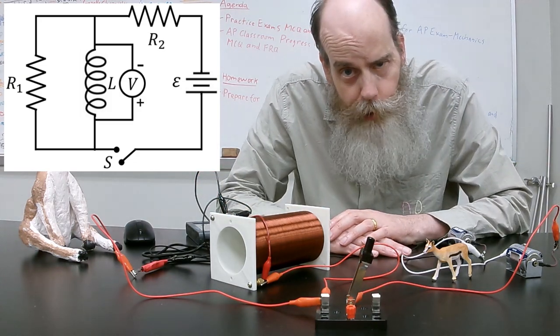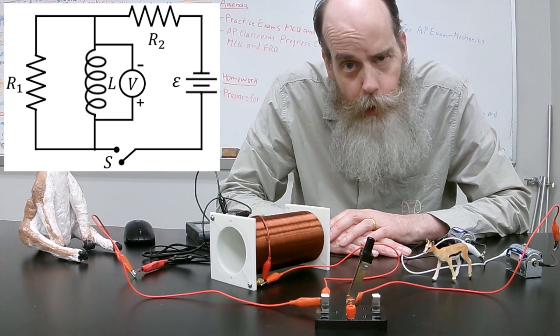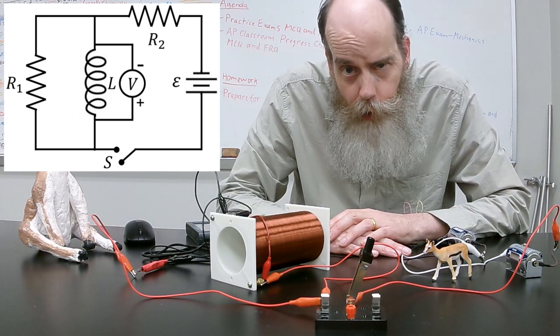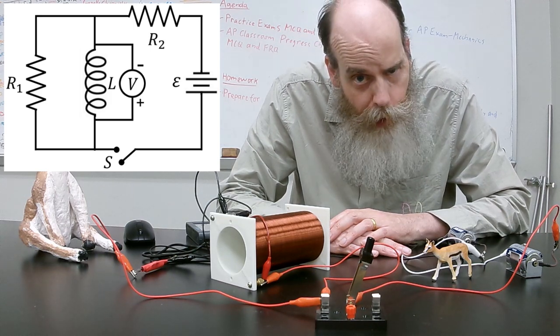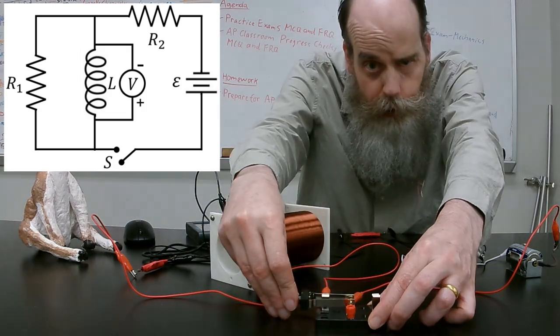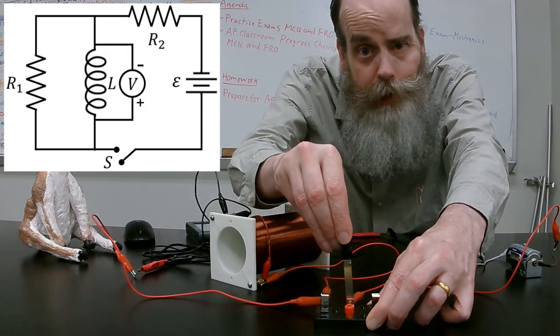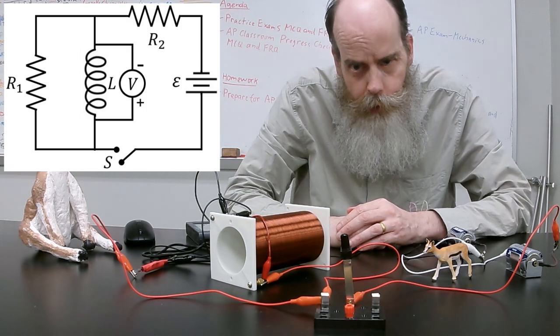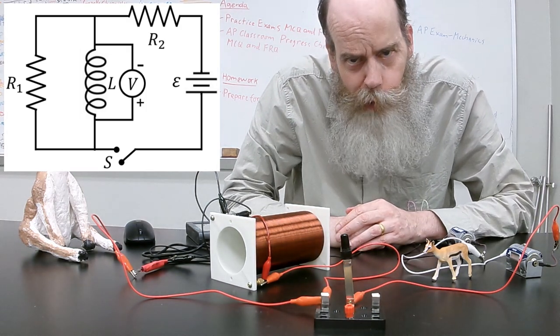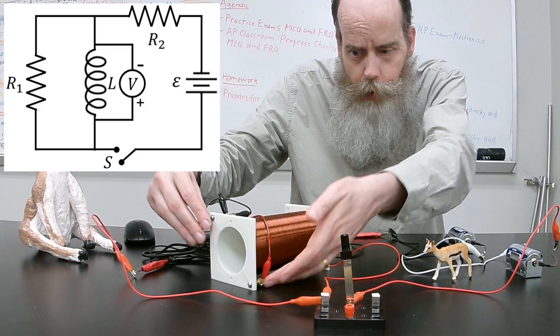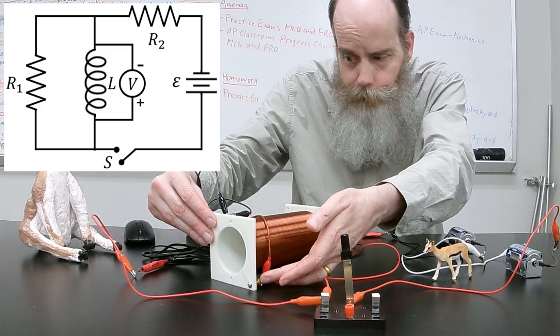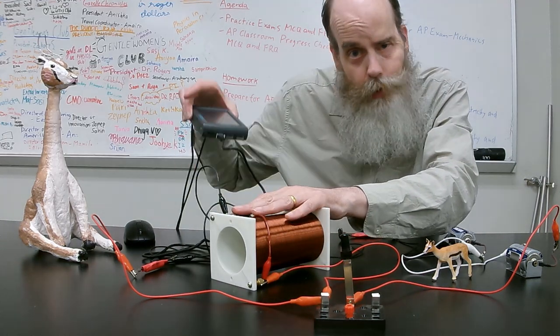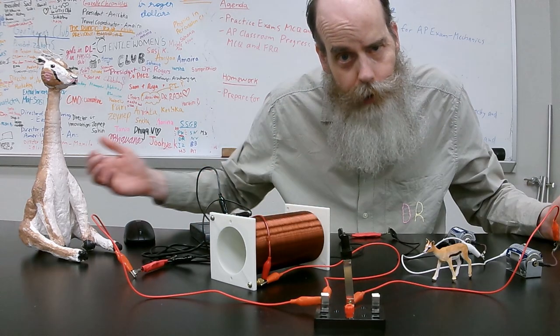In this experiment, we want to measure the potential difference across the inductor as a function of time when the switch is closed and then when it is opened. To do that, we have connected a voltage probe to the two ends of the inductor, and the voltage probe is connected to a LabQuest, which is connected to the computer.